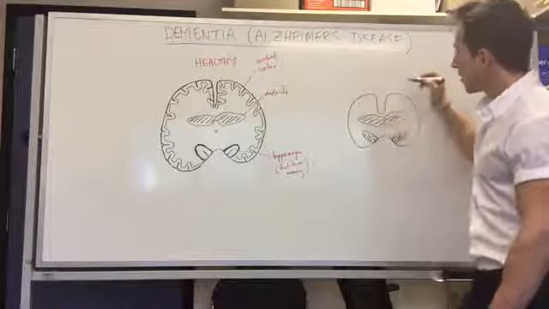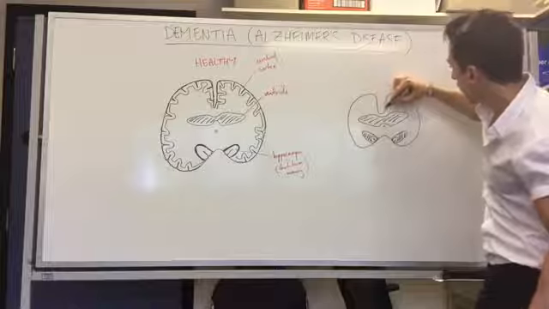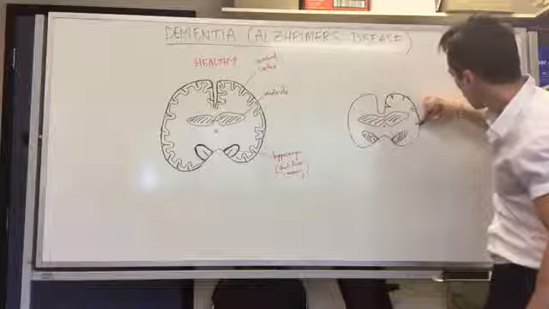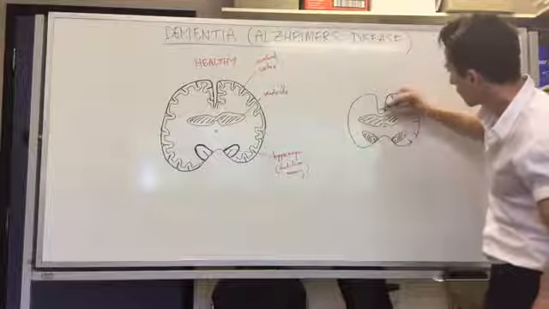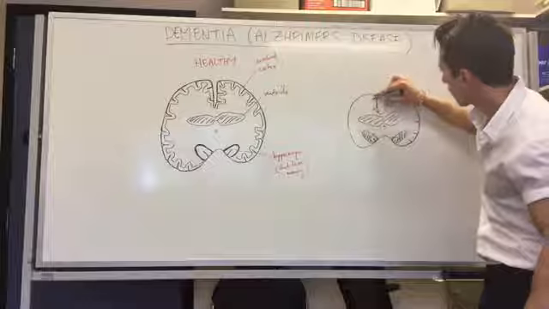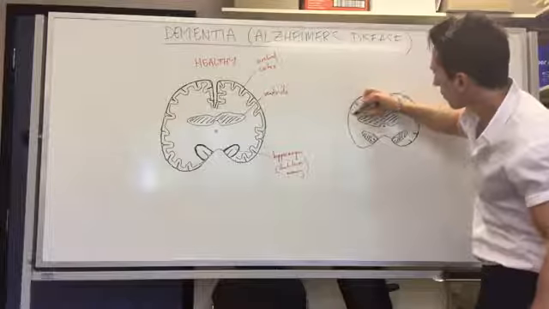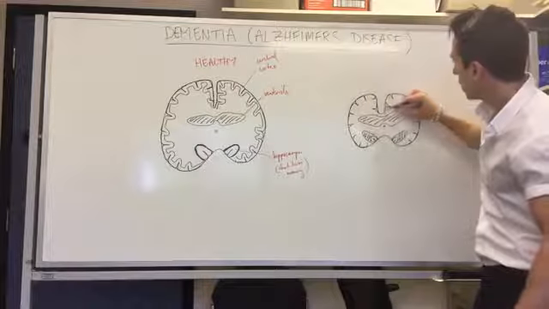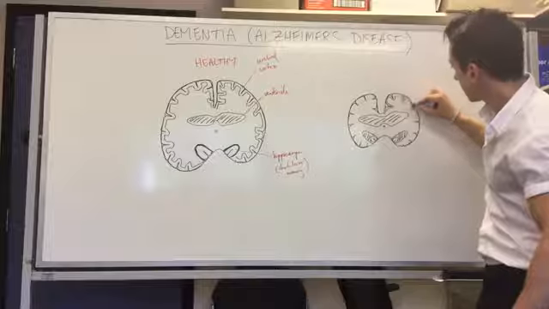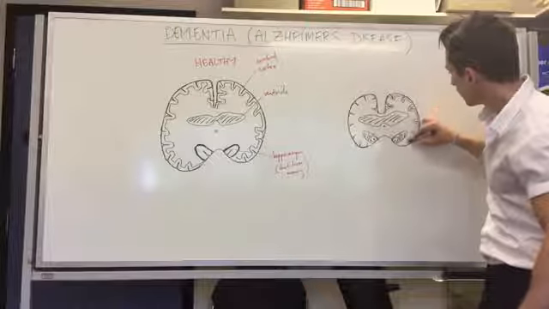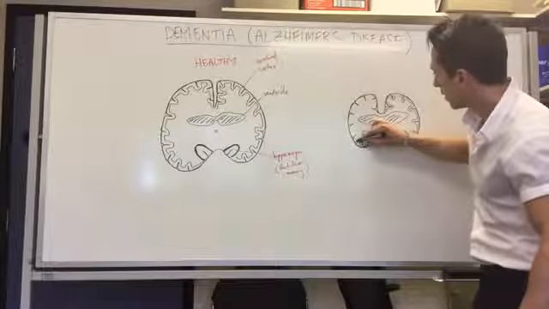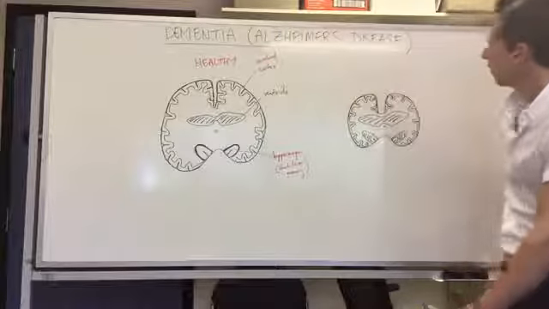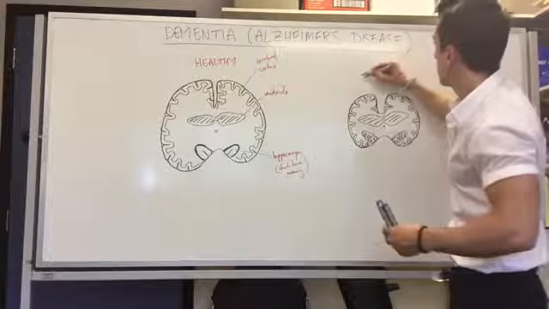Okay? So let's have a look at the sulci. I said the gaps between each one is larger. And you have reduced cortical mass. So this is what you'd see in a post-mortem brain or a brain scan of an individual with Alzheimer's disease.